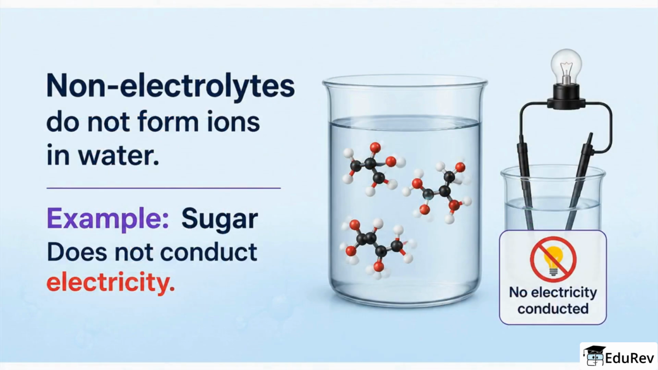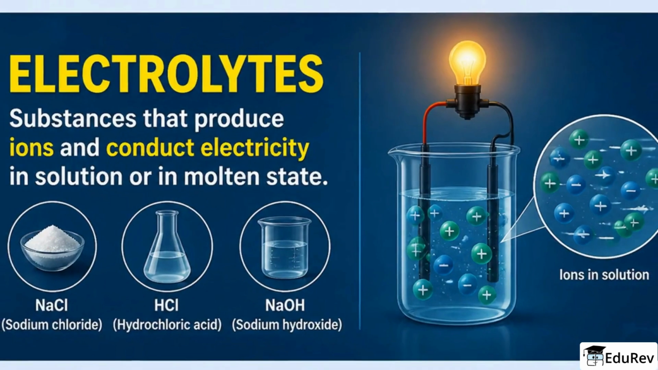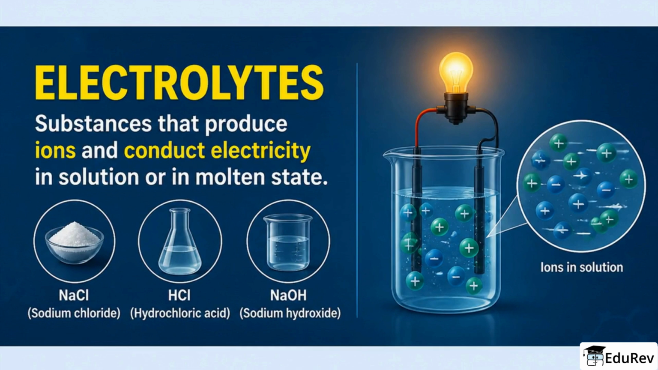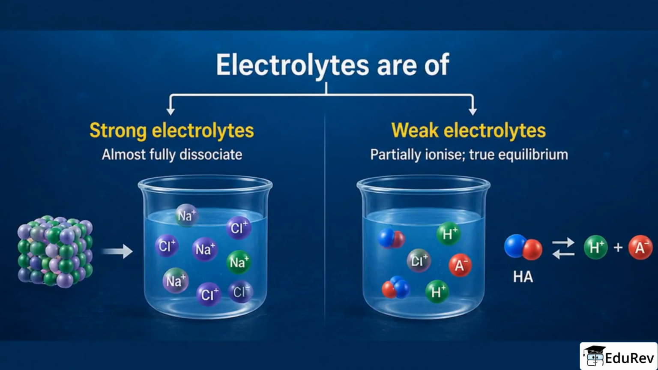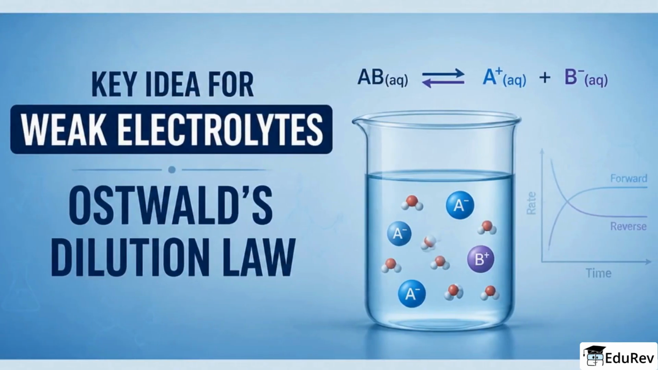Substances that do not make ions when they dissolve are called non-electrolytes, for example, sugar, and they do not conduct electricity. Substances that do produce ions are called electrolytes, and they conduct electricity in solution or when molten. For example, sodium chloride, hydrochloric acid, and sodium hydroxide. Electrolytes are further split into strong electrolytes, which almost fully dissociate, and weak electrolytes, which only partially ionize and set up a true equilibrium. Let us look at a key idea for weak electrolytes, called Ostwald's dilution law.